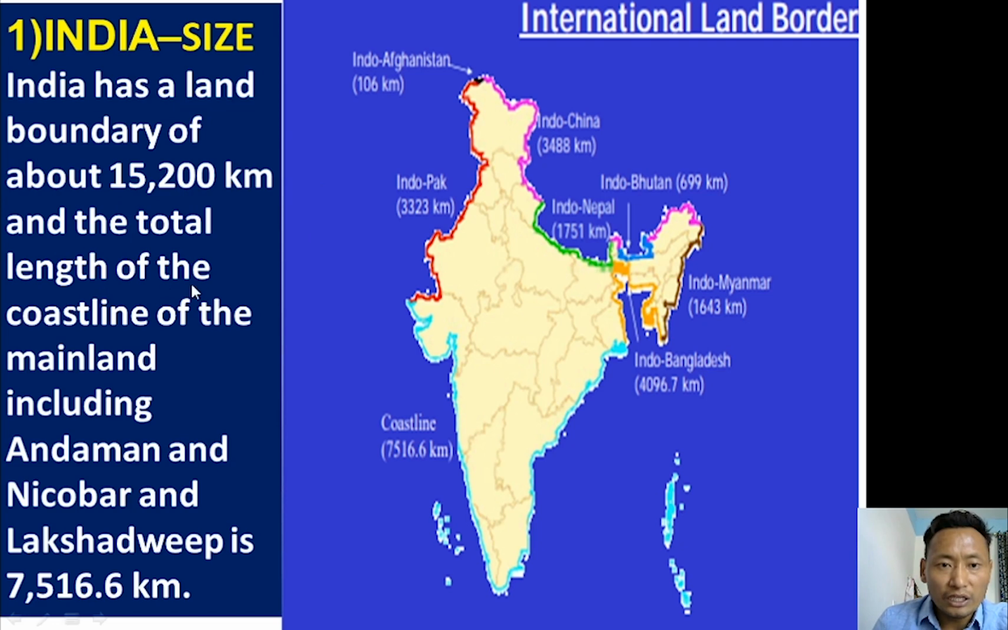And the total length of the coastline of the mainland. Coastal means these regions are coastal areas of India, because these lands are nearest to the sea. Including Andaman and Nicobar Islands, this blue one, and Lakshadweep Islands, the total is 7,516.6 kilometers. So this is India's total length of boundary in terms of kilometers.